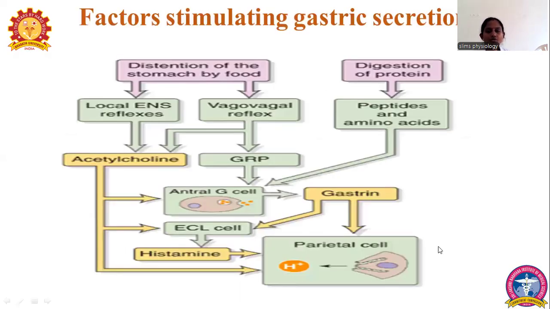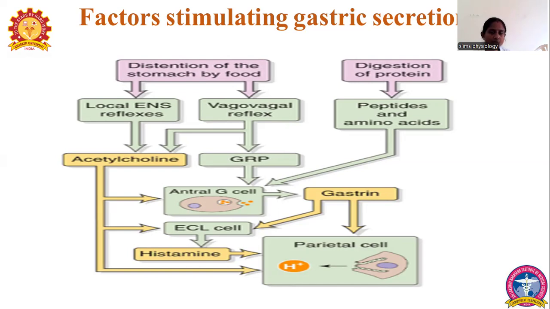Now, we move on to the factors which stimulate gastric acid secretion. The main stimulus for gastric acid secretion can be a mechanical stimulus, that is distension of the stomach by the food. There is gastric relaxation to accommodate the food bolus and distend the stomach. That can be a stimulus as such, which initiates a local vasovagal reflex, resulting in the stimulation of the enteric nervous system. We know what the enteric nervous system is.